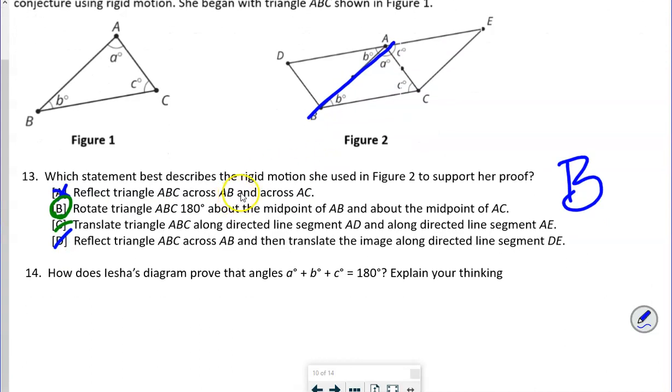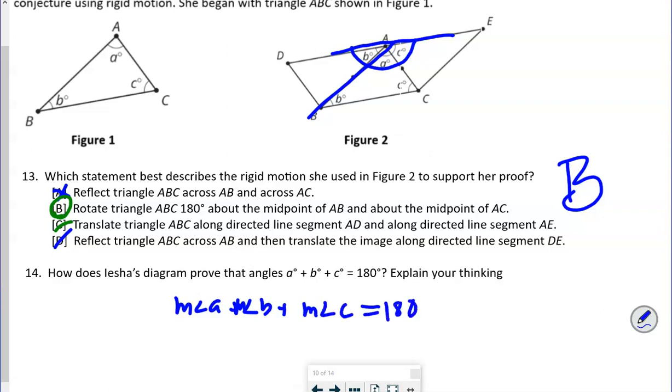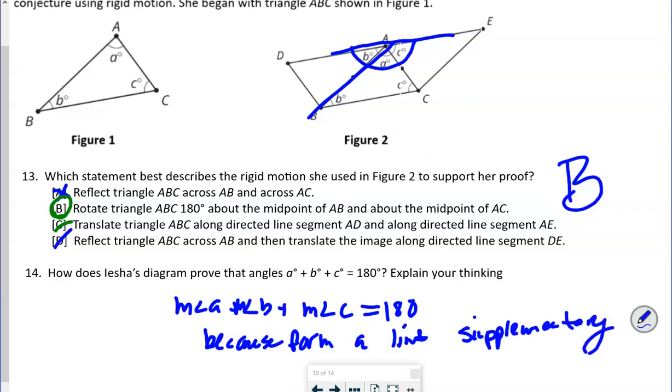How does Aisha's diagram prove that the angles of triangle ABC equal 180 degrees? Well, that's because if we look at these 3 angles right here, y'all, what do they form? So if I do the measure of angle A plus the measure of angle B plus the measure of angle C, don't they equal 180 degrees? Why? Because they form a line, right? And they're supplementary. That's what that means, right? All 3 of them add up to be 180 degrees, right? That's why. Okay? Supplementary.